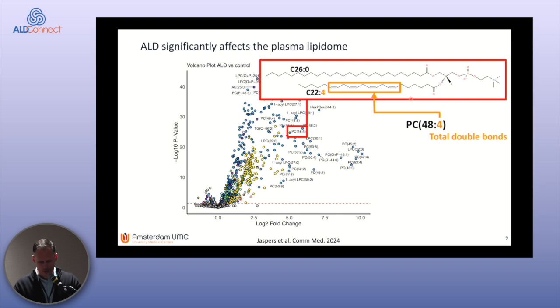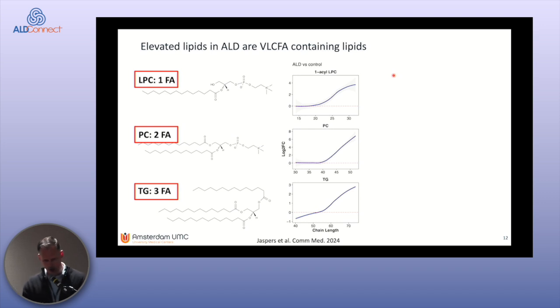So when we consider the amount of lipids that change per lipid class, that is displayed in the plot right here, with lipid class on the axis. Now we can take a closer look at these lipid classes. Here I show 3 examples. They contain a different amount of fatty acids. So the first one is LPC containing 1 fatty acid, PC containing 2 fatty acids, and triglycerides containing 3 fatty acids.